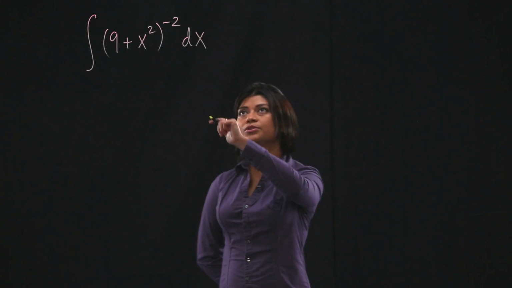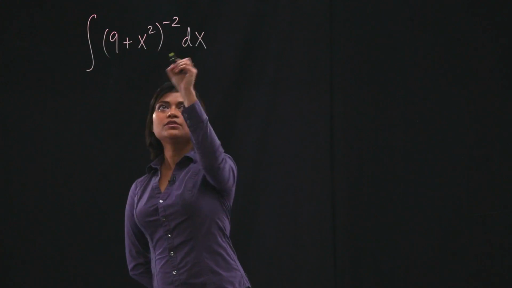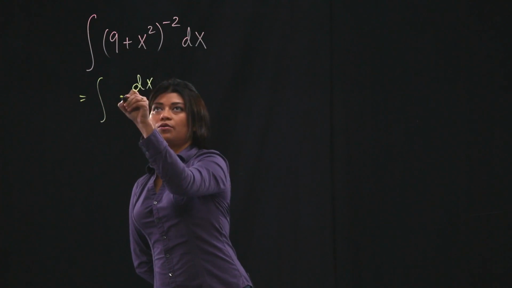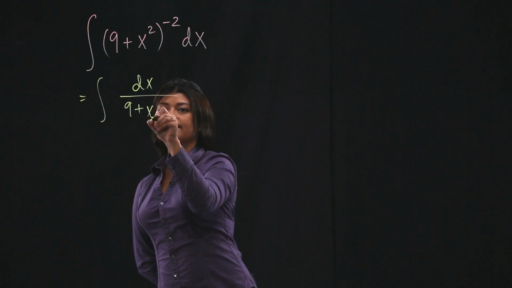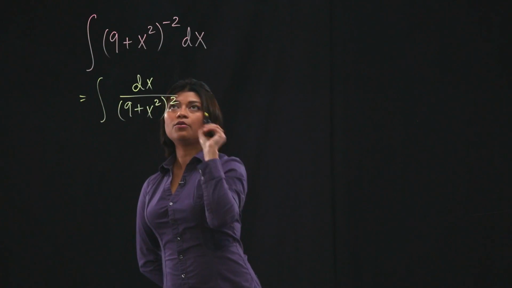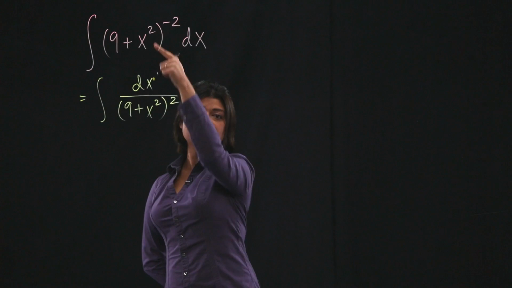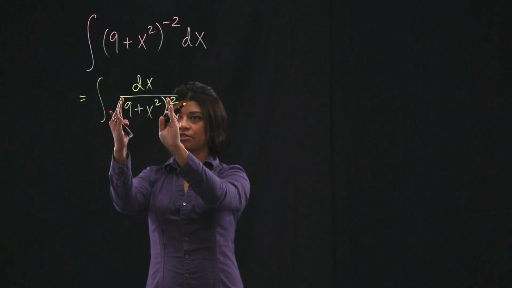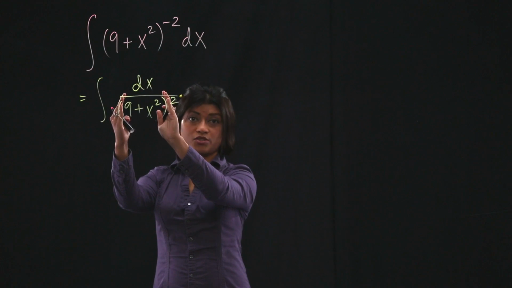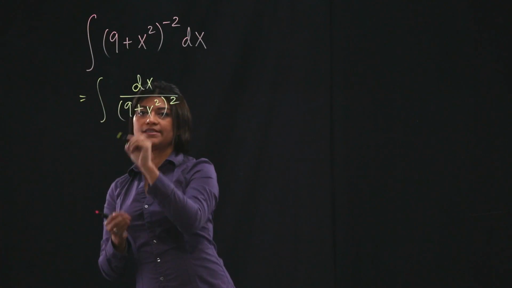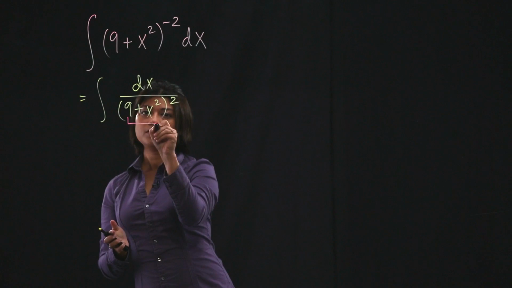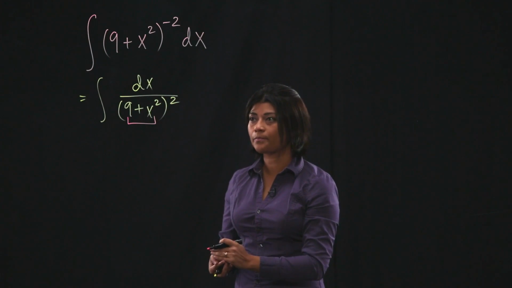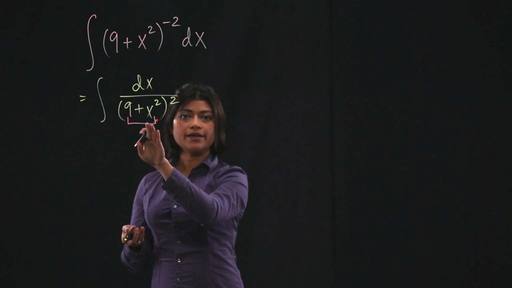Now, note that if you rewrite this function, it is dx over (9 plus x squared) to the power 2, just to make the exponent positive. And then you should look at the expression inside the square, okay? So this expression right here will tell you which trig function you should be using. Now, what does that look like?